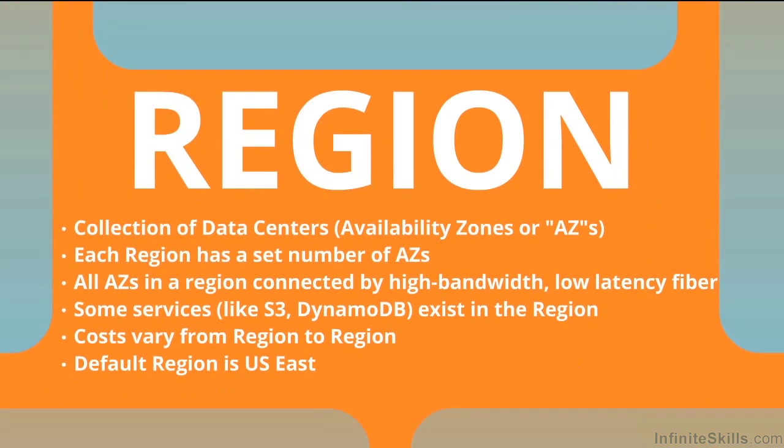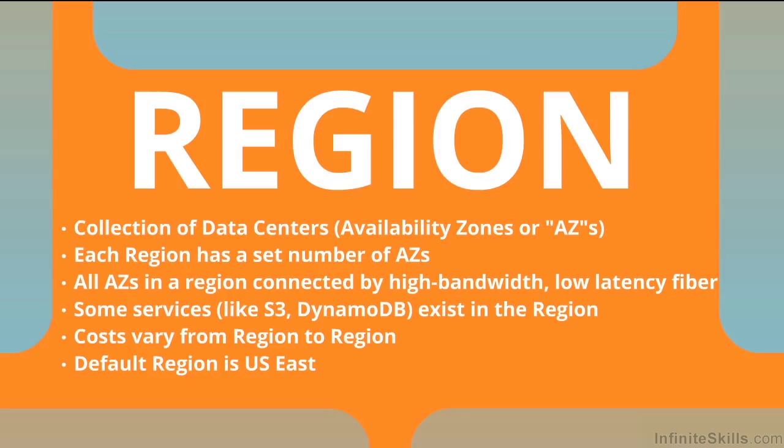Amazon ties many of these AZs together, what's known as a region. A region is just a large geographical area of AZs connected by high bandwidth, low latency fiber, ensuring that data transfer between AZs is very fast and in most cases either free or very cheap. Each region will have a set number of AZs.